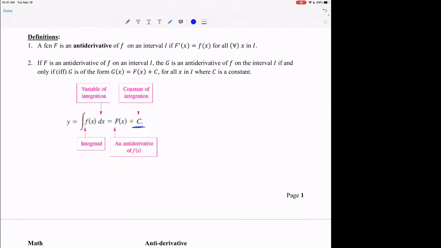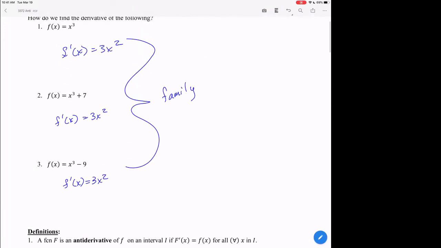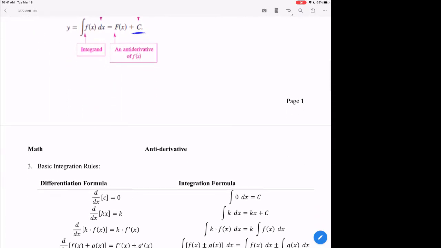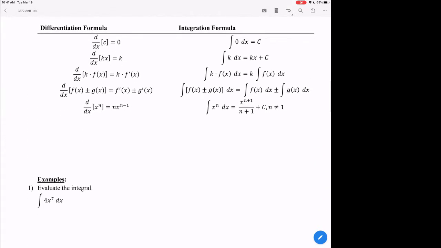The plus c tells me that, remember we talked about that this is a family. You don't know that it's not minus 9 plus 7 or 0. That plus c tells me that it's in that family. All right? Here are the basic rules. If I have a constant, it's a constant.